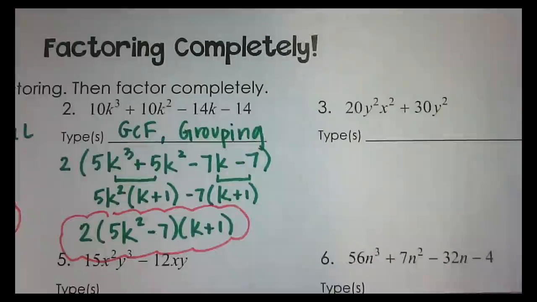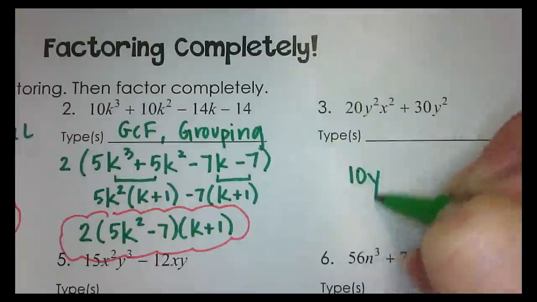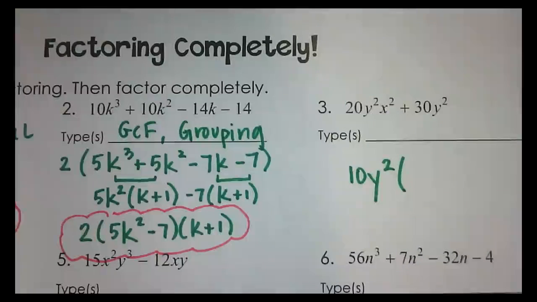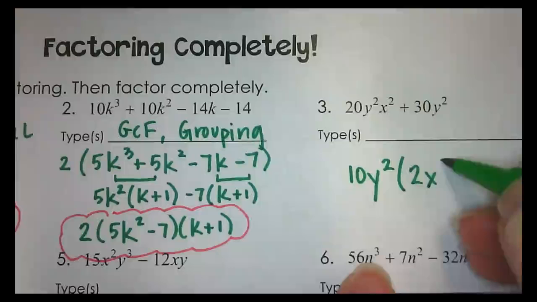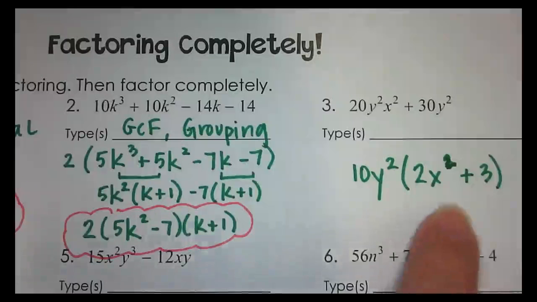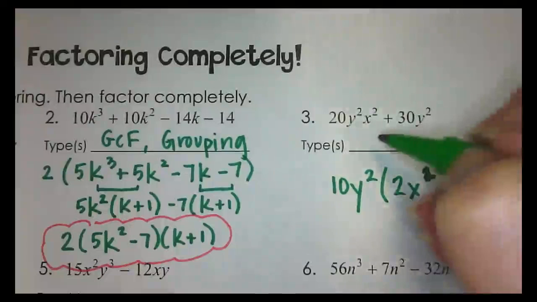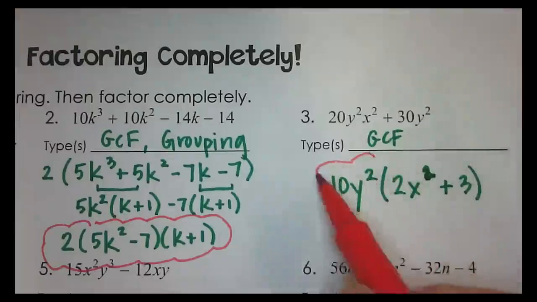All right, next one. First thing I'm going to look for is GCF. So both of those can be divided by 10y squared. So if I take out 10y squared, that's going to leave me with 2x squared plus 3. And when I look at that, it's not a difference of squares, so I'm done. And that was just GCF.